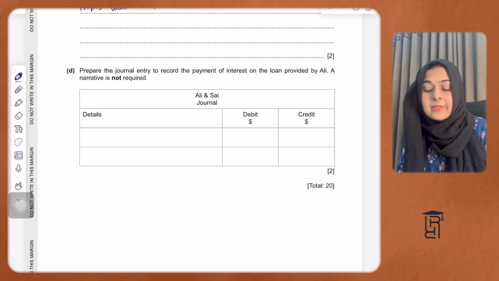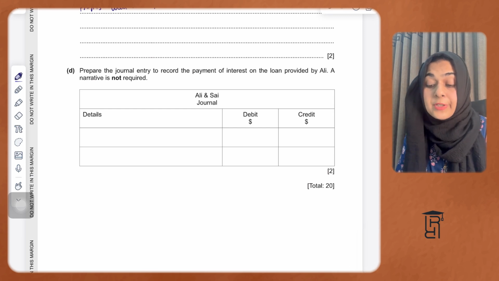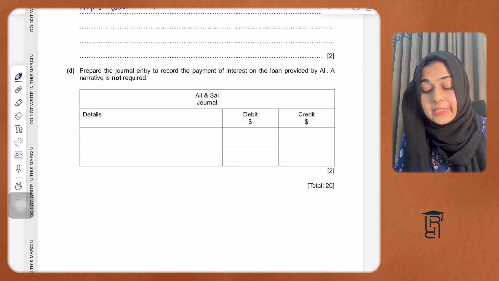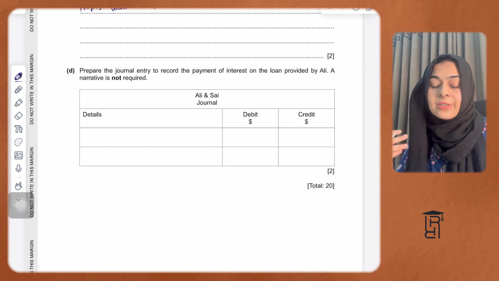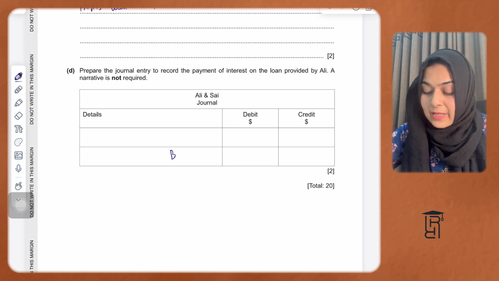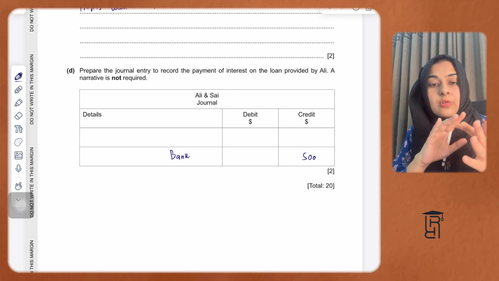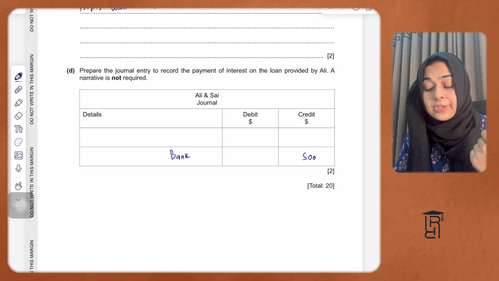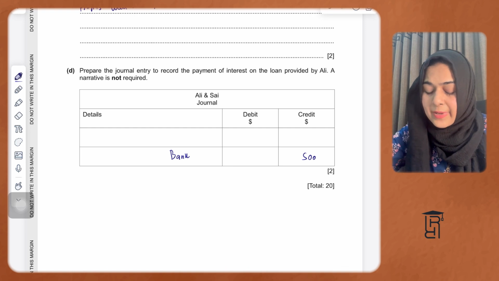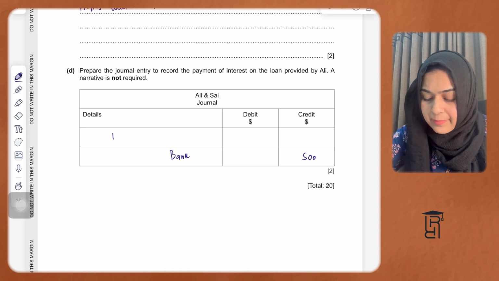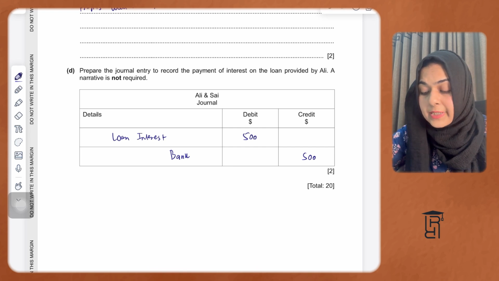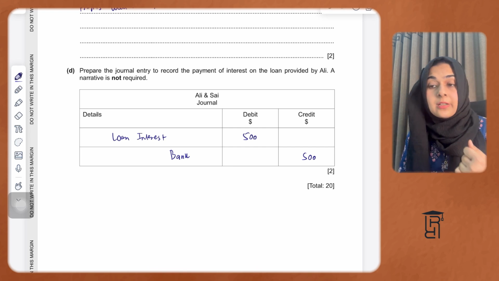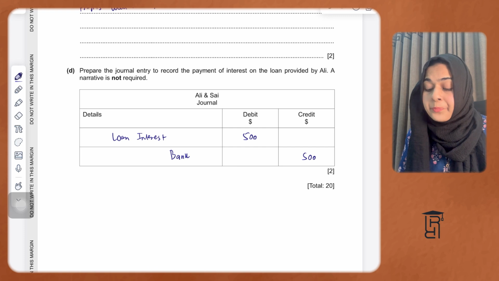In the last part, they're saying prepare the journal entry to record the payment of interest on loan provided by Ali. A narrative is not required. So if interest has been paid, the bank will be credited, of course, because this transaction will go through the bank. Payment of interest will be made from the partnership bank account. So you will credit the bank account and you will debit loan interest. The loan interest account will be debited and the bank account will be credited.